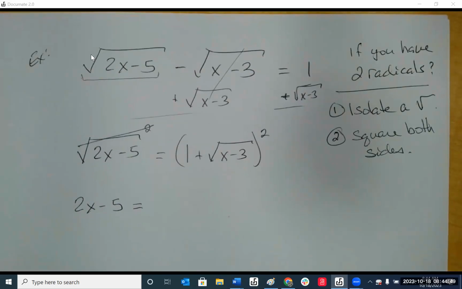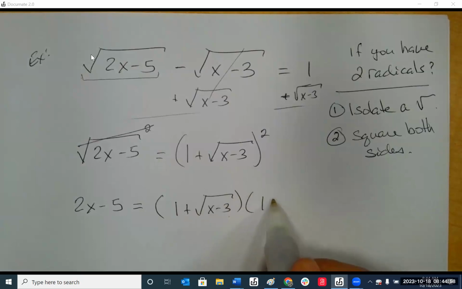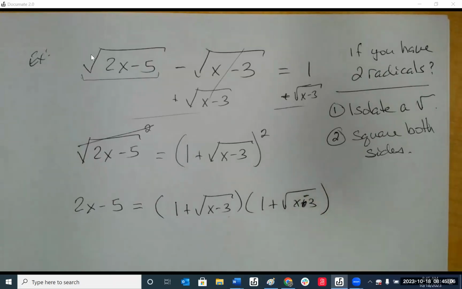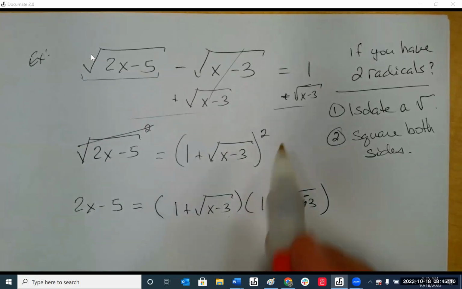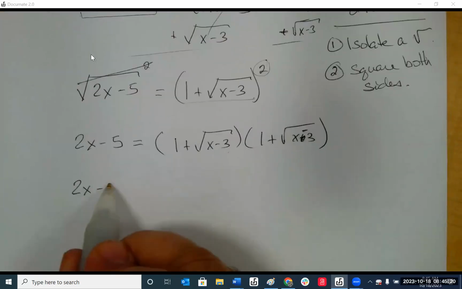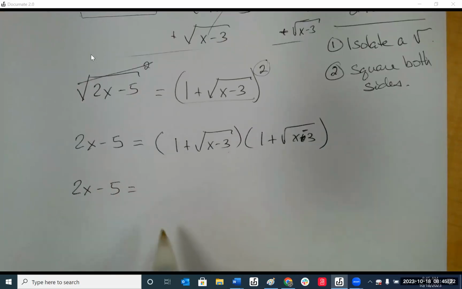On the right-hand side, what I have is 1 plus radical x minus 3 times 1 plus radical x minus 3. That's what that square means. It's whatever's underneath it is multiplied by itself. So I have 2x minus 5. Now I've got to distribute these.